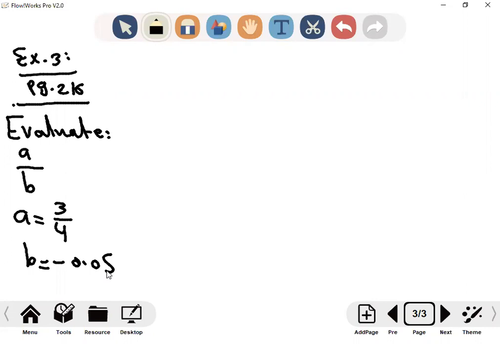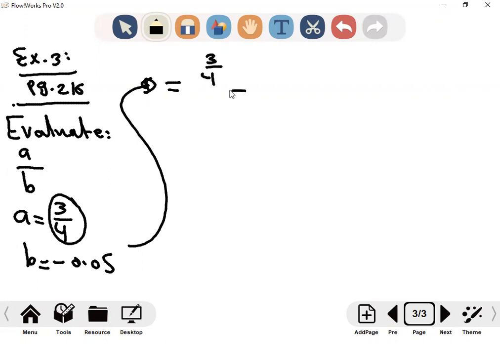Now here we replace the variables by their values, then we calculate. So this is equal. Now replace A by its value. Its value how much? So I'll replace A and put what? 3 over 4 up, all over. Replace B and put what? Negative 0.05.